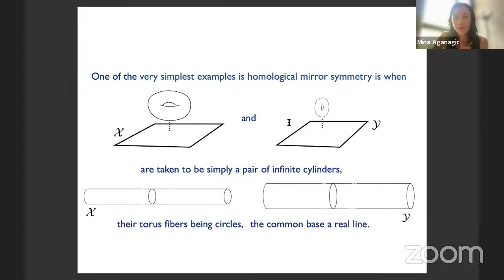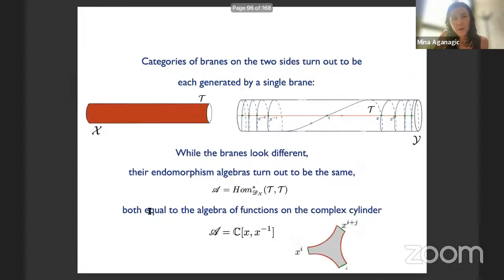A very simple example of homological mirror symmetry of such kind is to take X and Y to simply be a pair of infinite cylinders. The categories of branes on the two sides each turn out to be generated by a single brane. While the branes look different, it's simply a structure sheaf of X on the coherent sheaf side and a real line Lagrangian on the mirror, their endomorphism algebras turn out to be the same, and both are equal to the algebra of functions on a complex cylinder.